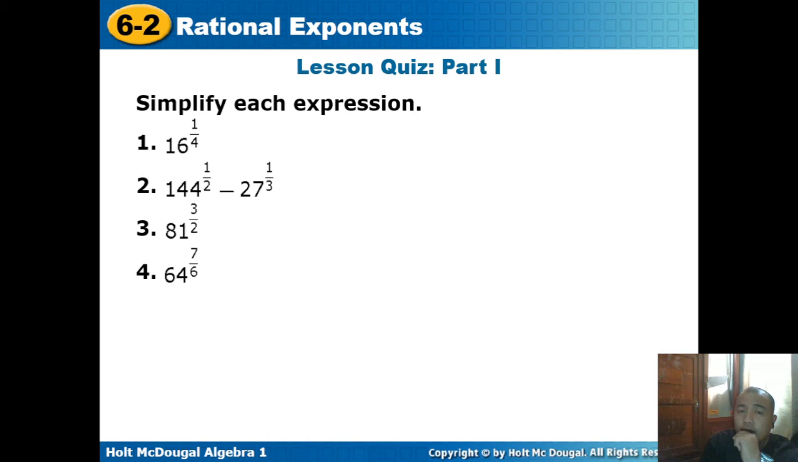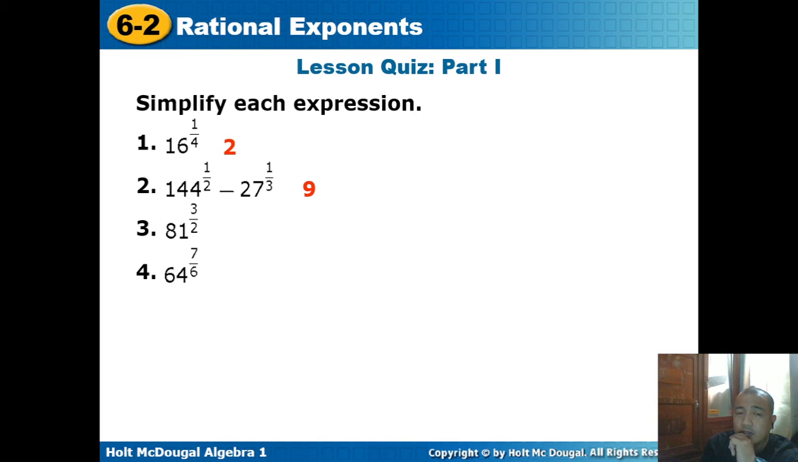Okay, for your quiz, part 1. Simplify each expression. Number 1: 16 raised to 1/4. What's your answer? 2. Yes. That means the 4th root of 16 is 2, because 2 times 2 times 2 times 2 is 16. How about number 2? 144 raised to 1/2 minus 27 raised to 1/3. That means the square root of 144 minus the cube root of 27. The square root of 144 is 12. The cube root of 27 is 3. 12 minus 3 is 9.